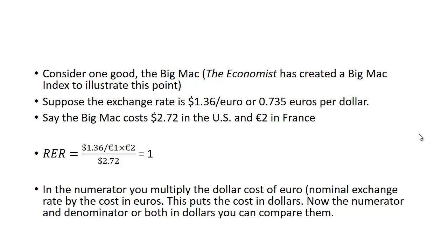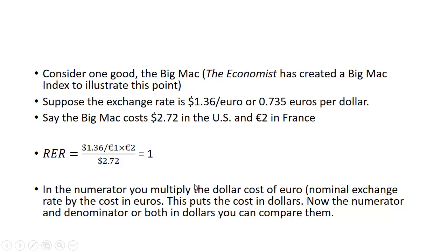Suppose the exchange rate is $1.36 per euro. Or you can look at the reciprocal of that. It takes 0.735 euros to buy 1 US dollar. And let's say the Big Mac costs $2.72 in the US or 2 euros in France. Then using the formula, here we have the exchange rate, $1.36 per euro, times the number of euros, right? So that'll tell us how much it costs in dollar terms, divided by the price in dollars, right? Turns out that 2 times $1.36 is 2.72, divided by 2.72 gives us 1.